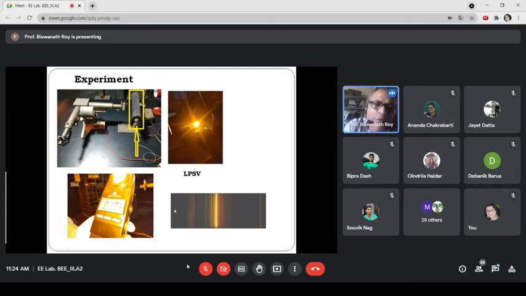The electronic instrument has a mathematical model, an equation, embedded in it.